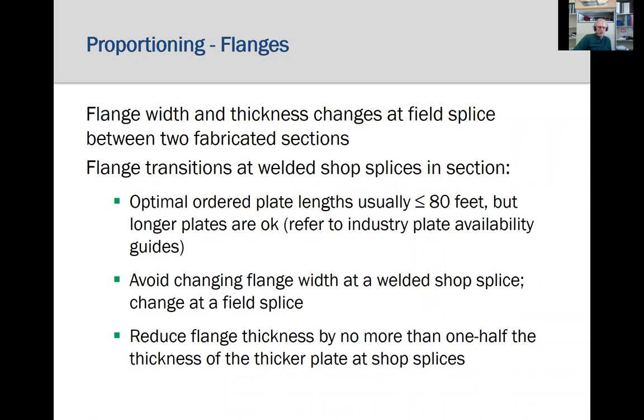Flange width is best held constant within a field section and only changed at a field splice, assuming that the fabricator will slab weld the flanges. A reasonable way to control stress concentrations at welded shop splices is to ensure that the thickness of the smaller flange plate at the splice is not less than one half the thickness of the larger plate. This guideline can often be used to establish locations to introduce a welded shop splice in the flange. That is, at locations where a smaller plate, one half the thickness of the larger plate at the splice, can be best used. The top and bottom flanges in plate girders may differ, and usually do.